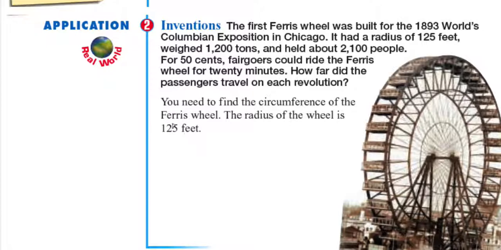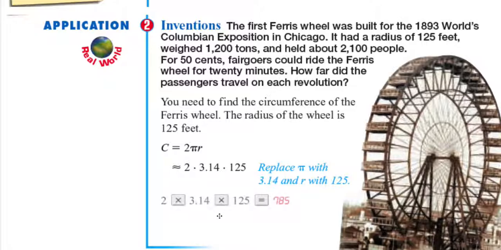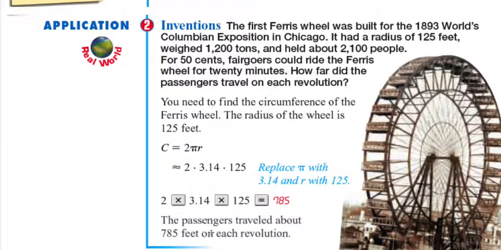And since this is a whole number, the pi value that we are going to use will be the approximate value 3.14. And since we're given the radius, we use the formula 2 pi r. So we multiply 2 by the approximate value of pi, which is 3.14, multiplied by 125, replacing pi with 3.14 and r with 125. Using a calculator, we end up with 785. So the passengers traveled about 785 feet on each revolution.